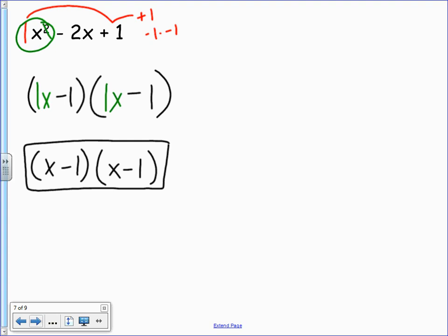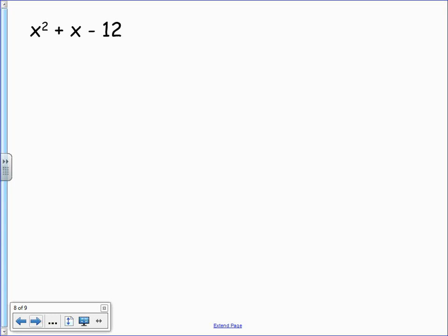I'll do one more example. This time x squared plus x minus 12. Check for a greatest common factor. These three terms don't share anything in common. So I'm going to go ahead and set up my two groups of parentheses. Multiply my a times c to get my magic number of negative 12. And now I'm looking for factors of negative 12 that can add to make a positive 1.